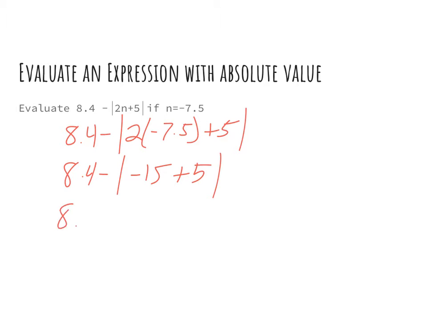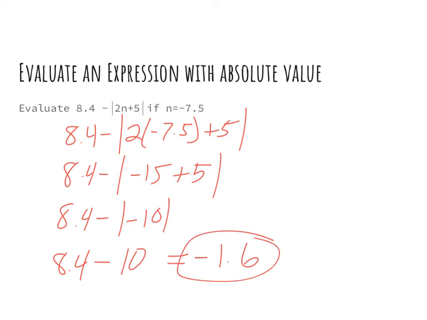Negative 15 plus 5 is negative 10. The absolute value of negative 10 is 10. 8.4 minus 10 gives me negative 1.6. So negative 1.6 is our answer.